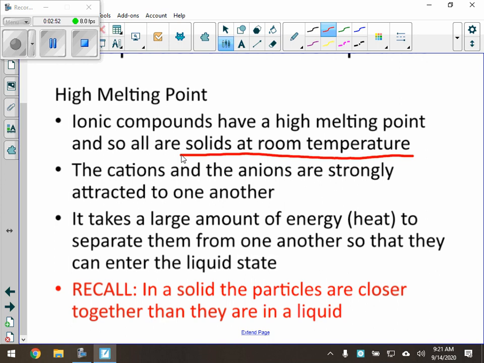Okay, if you go into the back room, we probably have about 250, 300 different ionic compounds back there, and they're all solids. Okay, they have to be. That positive negative attraction holds together really well, and it takes a lot of energy to break that.